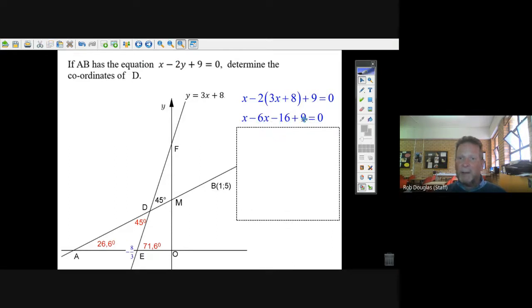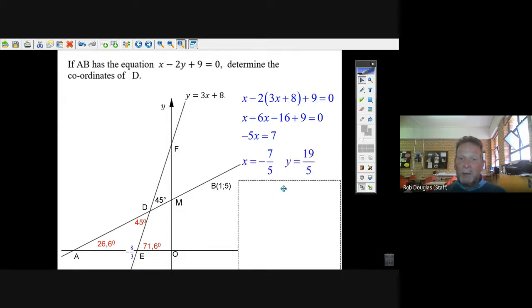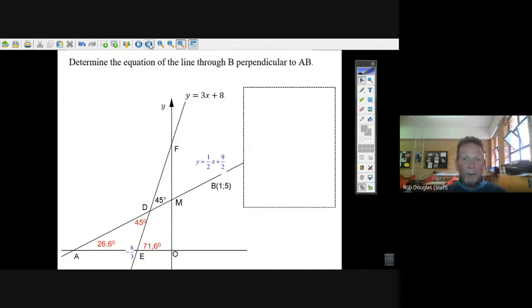Minus 6x minus 16. That looks like minus 7. x minus 6x is minus 5x. It looks like the x value is going to be minus 7/5. The y value of the coordinate, we just take minus 7/5, put it into the equation, go 3 times that, plus 8 in our calculators, and we'll get 19/5 for the y coordinate. Well, let's take a look at the next question.